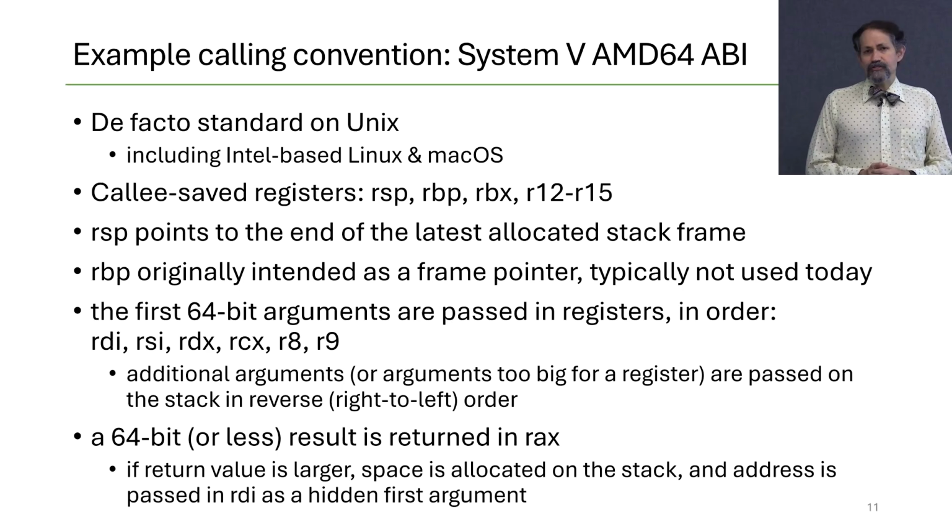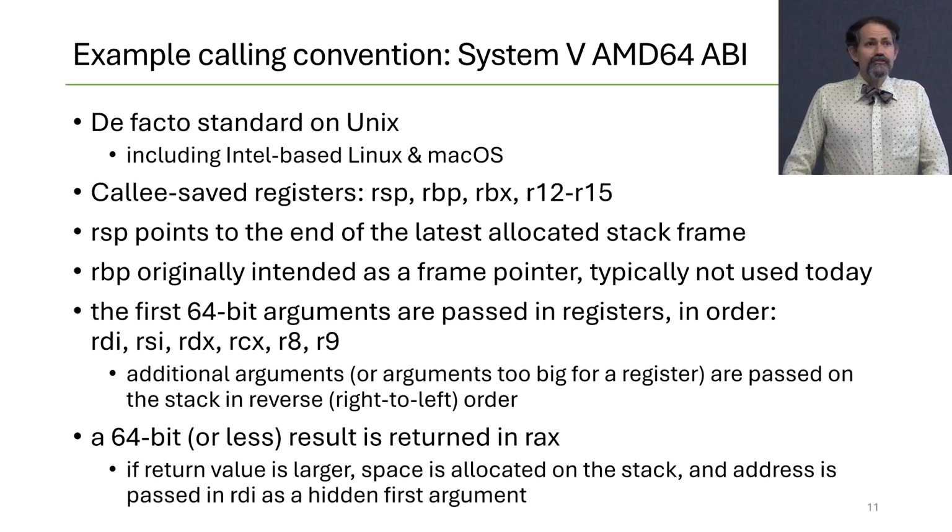In this setting, the callee-saved registers are, by convention, the stack pointer RSP, as well as RBP, RBX, and R12 through R15. The x86 architecture has a long legacy, and so these names are irregular, reflecting that history. RSP is our stack pointer. It points to the end of the last allocated stack frame. RBP was originally intended as a frame pointer, but modern compilers, as I mentioned, usually don't use frame pointers. And so RBP can just be used as any old register. However, we do need to do a callee save on it, just as we would if it were actually the frame pointer.